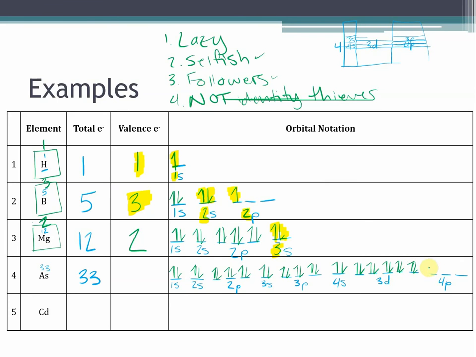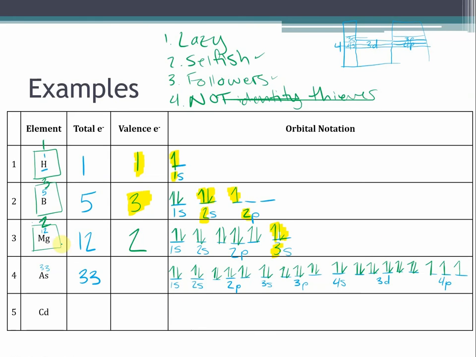I have 3 left, so this is where it really matters that you follow your rules. I'll put number 31 right here. Electrons are selfish, so number 32 won't share since it doesn't have to. It'll go here, and then number 33 will go right here. So this is your orbital notation for arsenic.